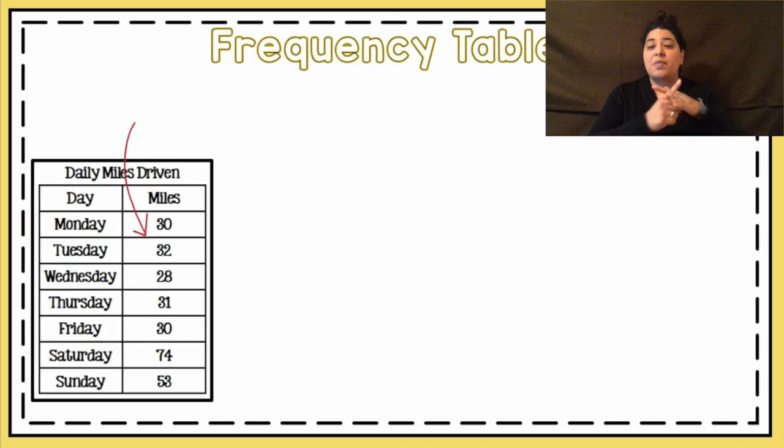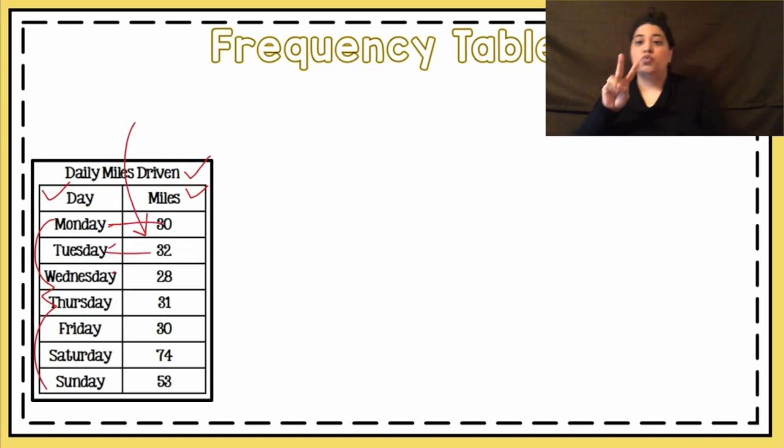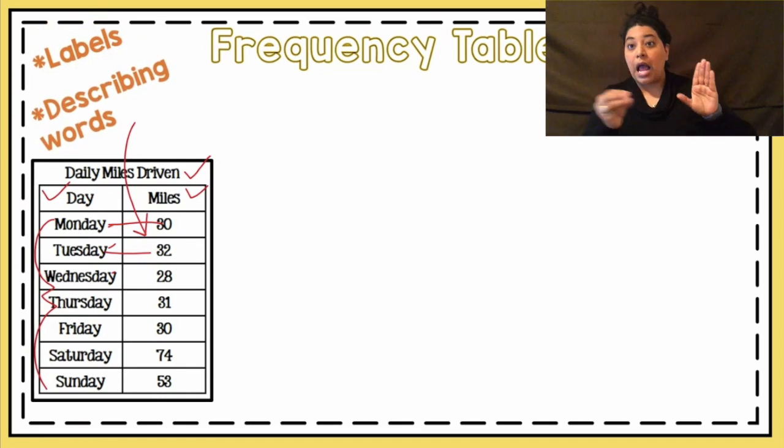And you can see that the title tells me that this is about miles driven per day. The day and the miles are labels. Here in this column, each day is represented as a list. So I have miles on Monday, Tuesday, Wednesday, and so on. And Monday, 30 miles were driven. Tuesday, 32 miles were driven. So it's important when you're looking at frequency tables that you pay attention to the labels and you pay attention to the describing words. They're going to help you read your graph a lot better.